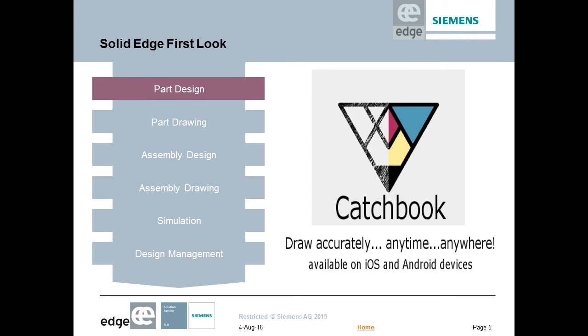on an iPad or a phone. Now, the reason I want to show you this is because very often CAD systems are limited to just the desktop computer. When you go out on site or out to where the products are actually being made, you have no way of capturing your design intent and the key dimensions. So Solid Edge or Siemens have come up with a tool called Catchbook.